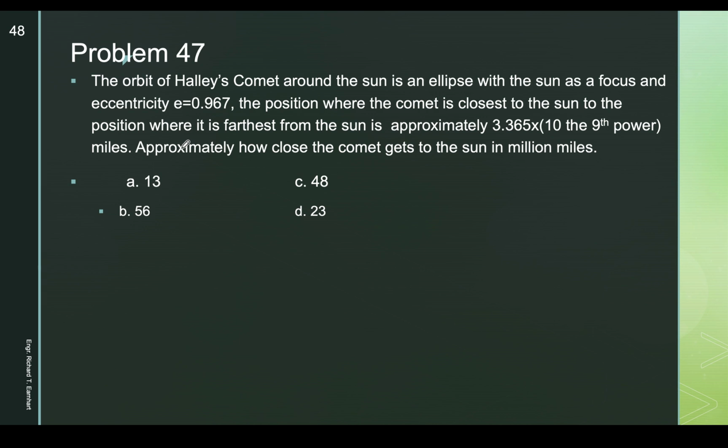Okay, now we go to 47. The orbit of Halley's Comet around the Sun is an ellipse with the Sun as a focus, and eccentricity is 0.967. The distance from the position of the comet closest to the Sun, to the position where it is farthest from the Sun, is approximately 3.365 times 10 to the 9th power miles. Approximately how close the comet gets to the Sun in million miles.